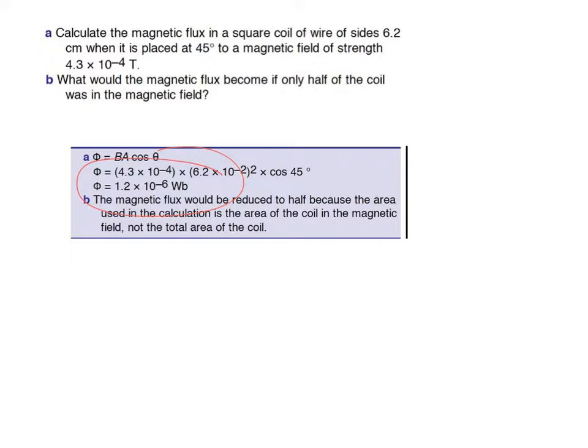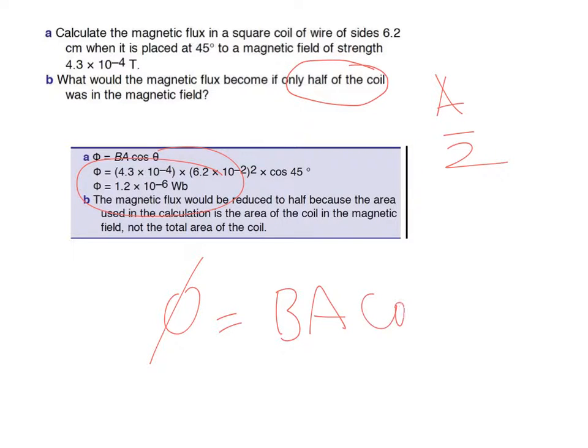Now what would happen if only half the coil was in the magnetic field? Well, if only half the coil was in the magnetic field, then your area would be halved. If we look at the formula, it's phi equals BA cosine theta. So if A is dropped by half, then phi is dropped by half, and you only get half the effect.